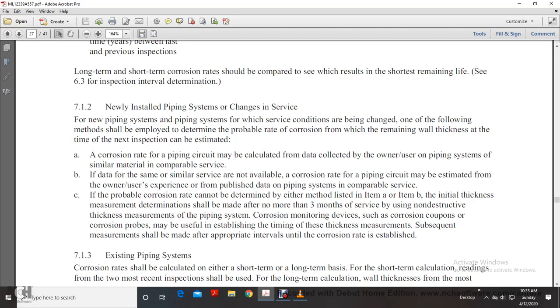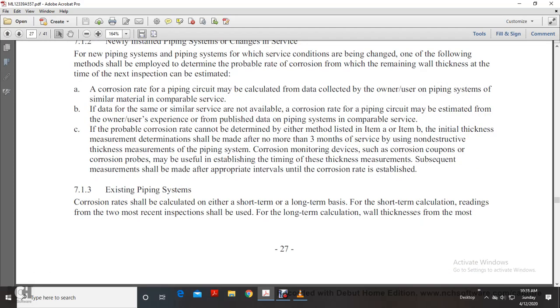If the probable corrosion rate cannot be determined by either method listed in items A and B, initial thickness measurements should be made no more than 3 months after the service begins, using nondestructive thickness measurement of the piping system. Corrosion monitoring devices such as corrosion coupons and corrosion probes may be used in establishing the timing of the thickness measurements. Subsequent measurements shall be made at appropriate intervals until the corrosion rate is established.